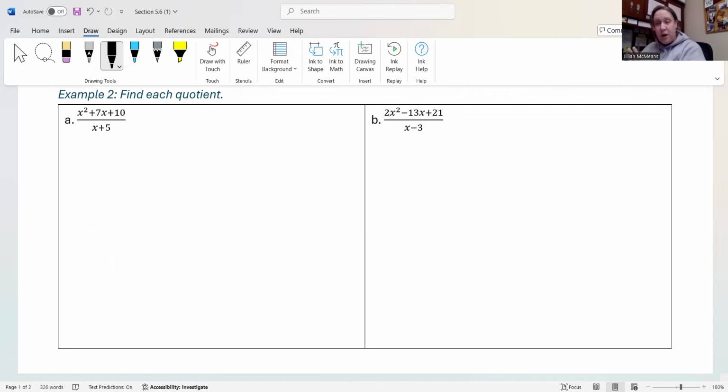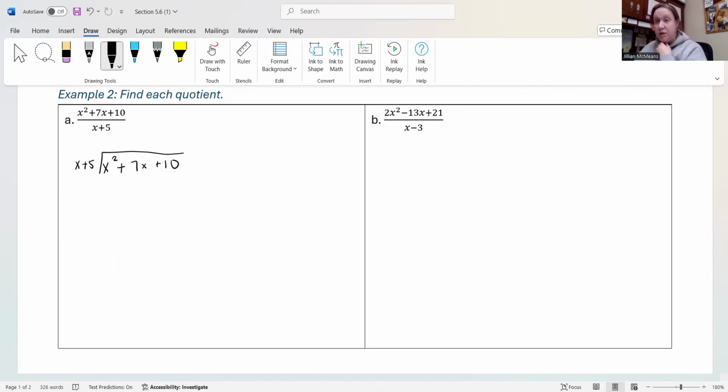I like to have a section where I can do some side work, and a section where I'm doing the actual division. So I'm going to do the division over here. My divisor and dividend are already in standard form, so I'm just going to write them. The dividend goes under the little house for long division, and the divisor goes out front.